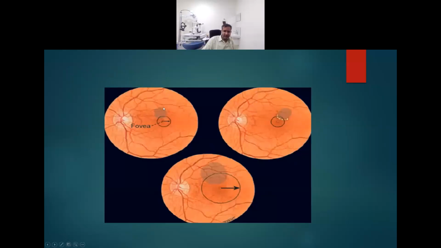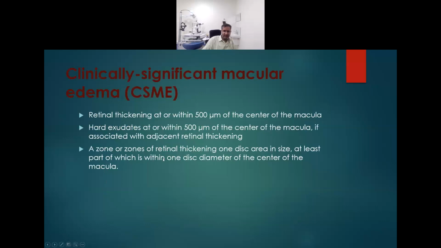This is called clinically significant macular edema: hard exudates which are around 500 microns from the fovea, along with associated retinal thickening, or retinal thickening of around one disc diameter from the fovea. All these things are labeled as clinically significant macular edema.